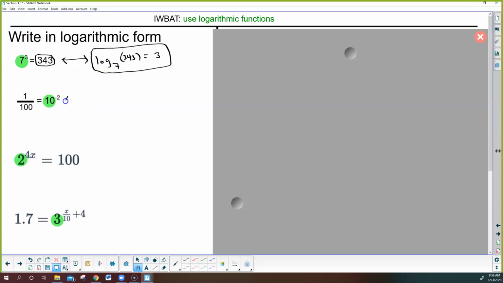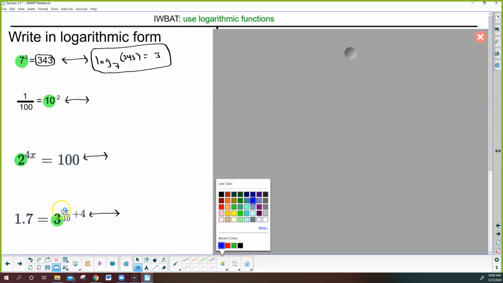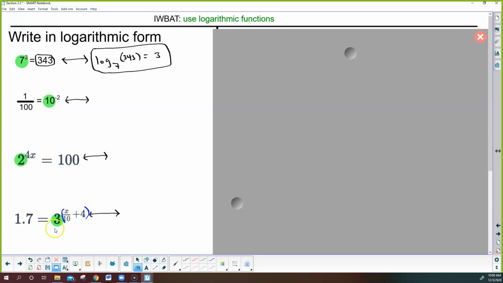So I'd like you to try that with these 3, and I'll give you maybe a minute and a half to do this. The only thing I'll tell you on the last one is that this entire thing, it's not written clearly, this entire x divided by 10 plus 4, that's all in the exponent.